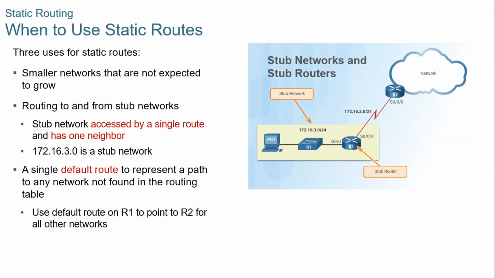Two, routing to and from a stub network. If you look at the topology here, this part over here is a stub network. A stub network is connected to a stub router, where this router has only one way out to outside of the network. This is inside the network. Going out of this stub network, there is only one path. So when this router wants to talk to him, there's only one path. This is called a stub network.